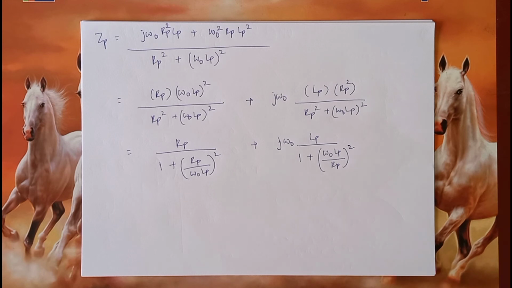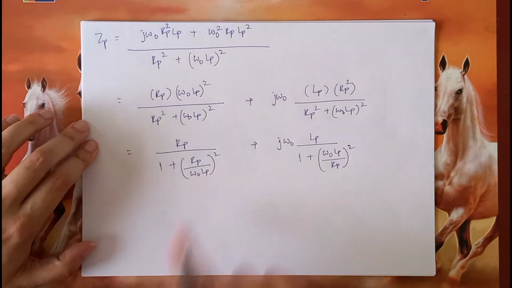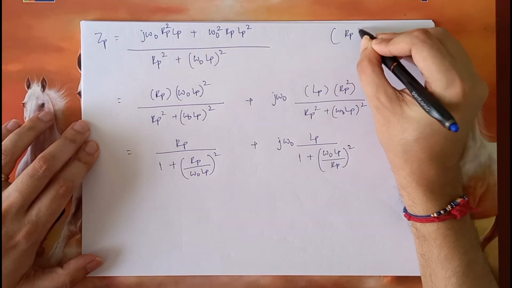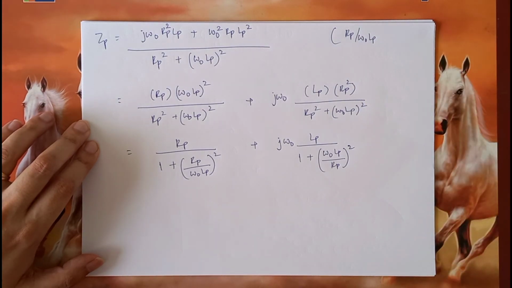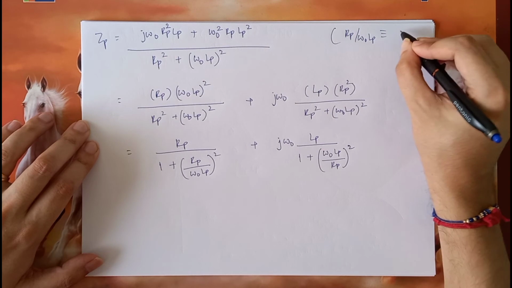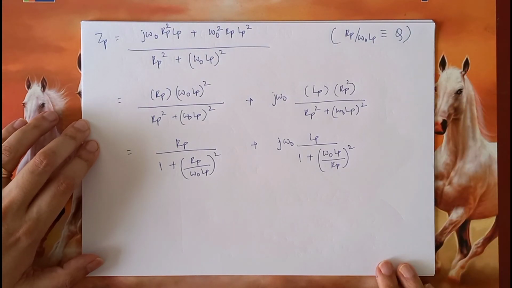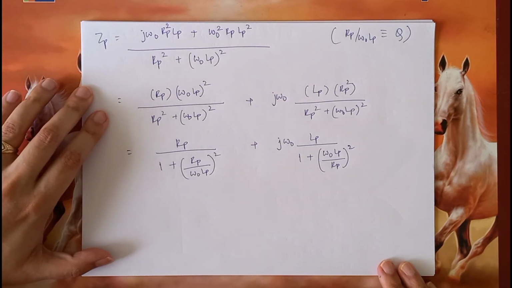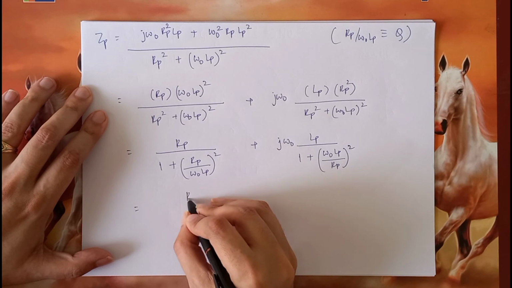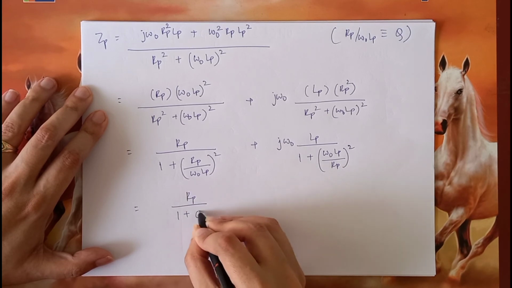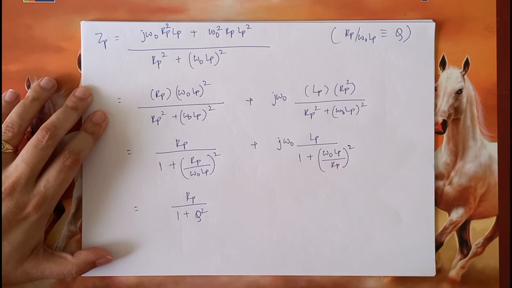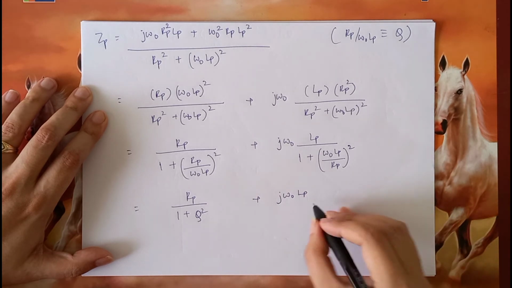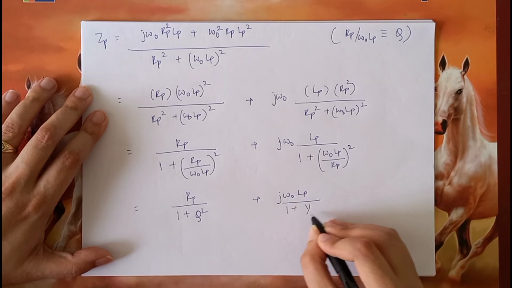So we have got this thing. Now what is this quantity? This quantity, Rp divided by omega 0 Lp, is nothing but the Q of the parallel network, as we have discussed. So therefore I can write this is equal to Rp divided by 1 plus Q square, and this is 1 by Q. So this becomes j omega 0 Lp divided by 1 plus 1 by Q square.